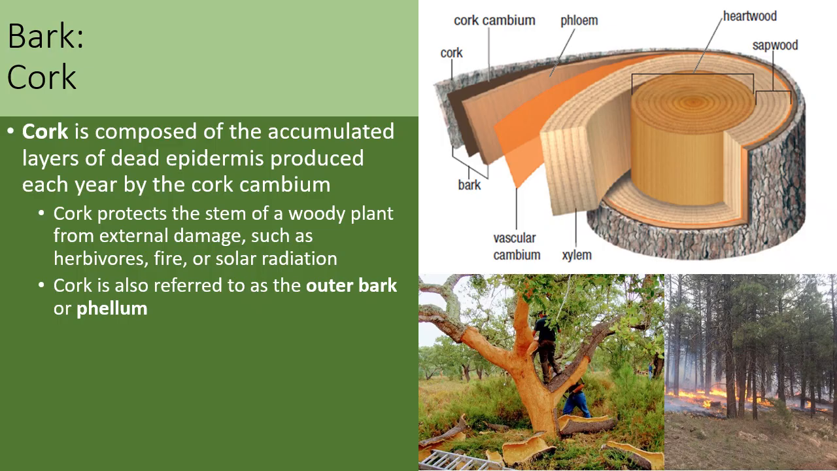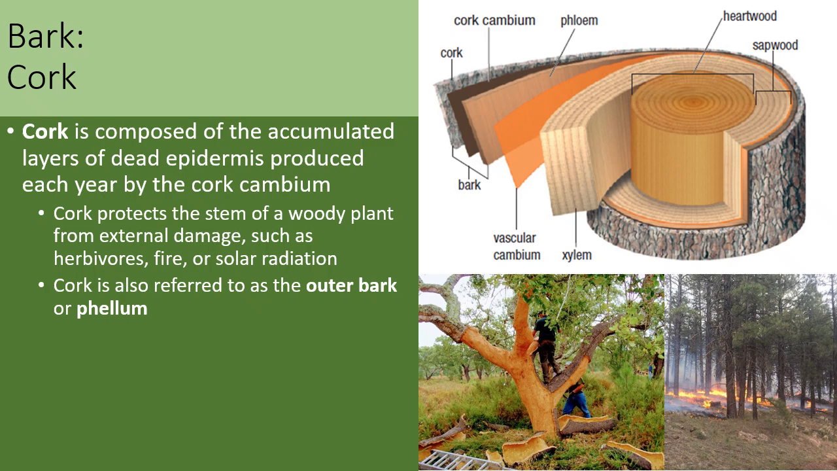So, if an herbivore doesn't have the right teeth to chew through the bark to get at that phloem, if a tree can grow thick enough bark that a herbivore can't get to the phloem, that's always an advantage. The cork can also be very protective against fires.